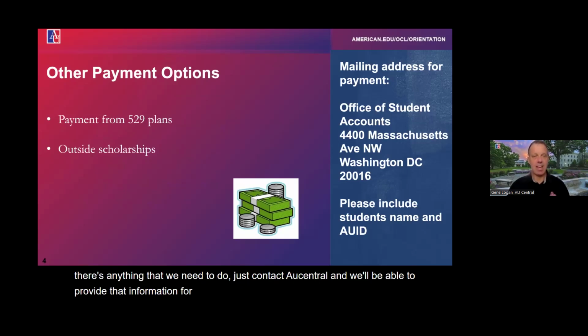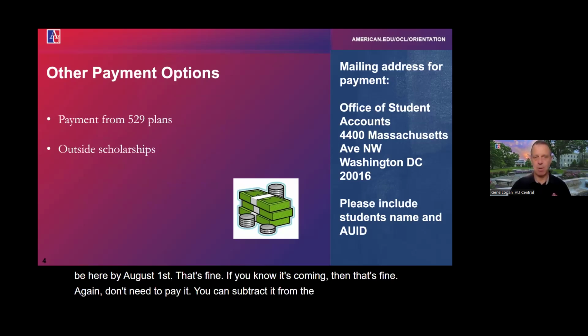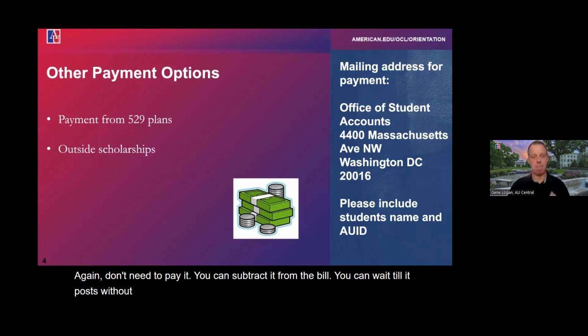All right. And 529 money, it may not be here by August 1st. That's fine. If you know it's coming, then that's fine. Again, you don't need to pay it. You can subtract it from the bill. You can wait till it posts without any penalty.